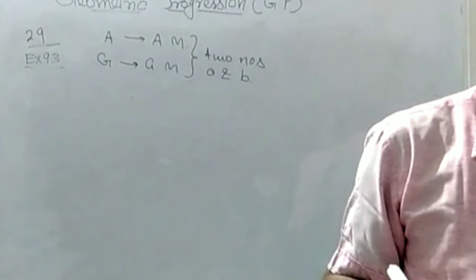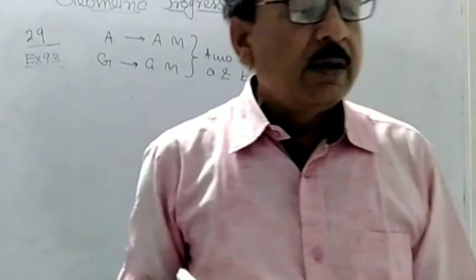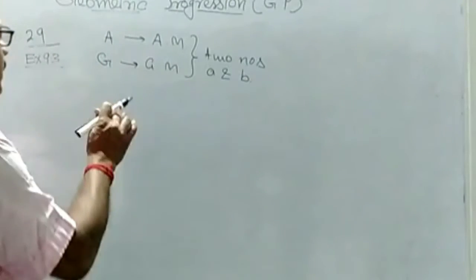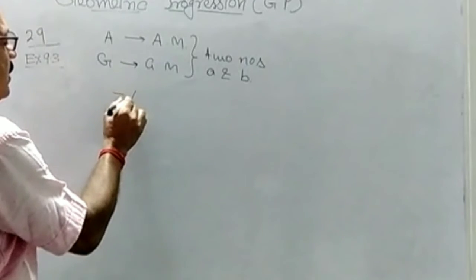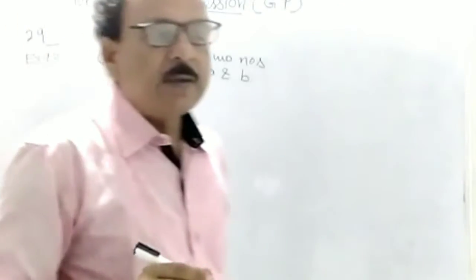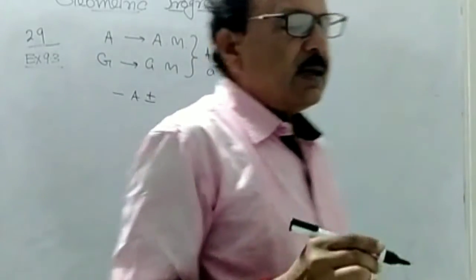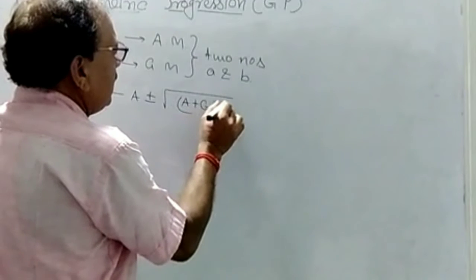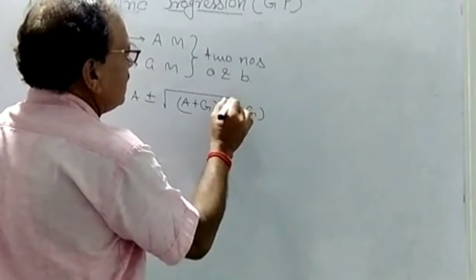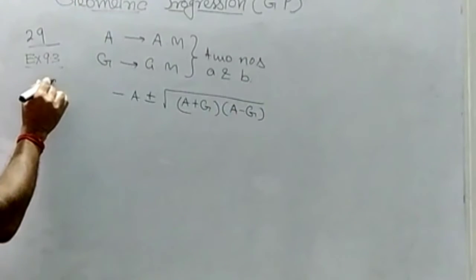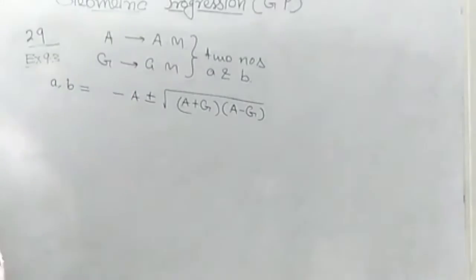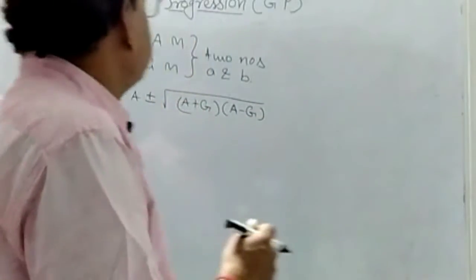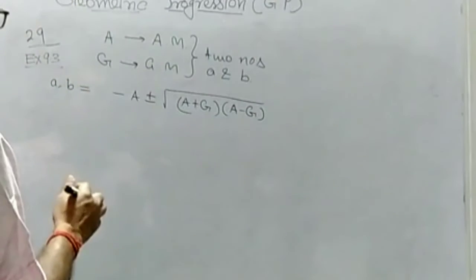A and G are the arithmetic mean and geometric mean between two positive numbers. Prove that the numbers are minus A plus or minus under root A plus G and A minus G. Prove that the numbers a and b are this.